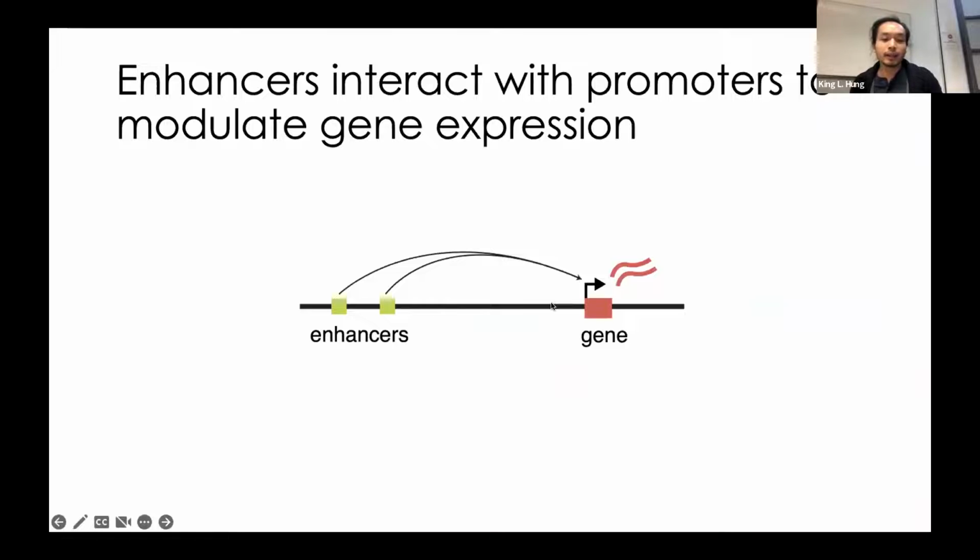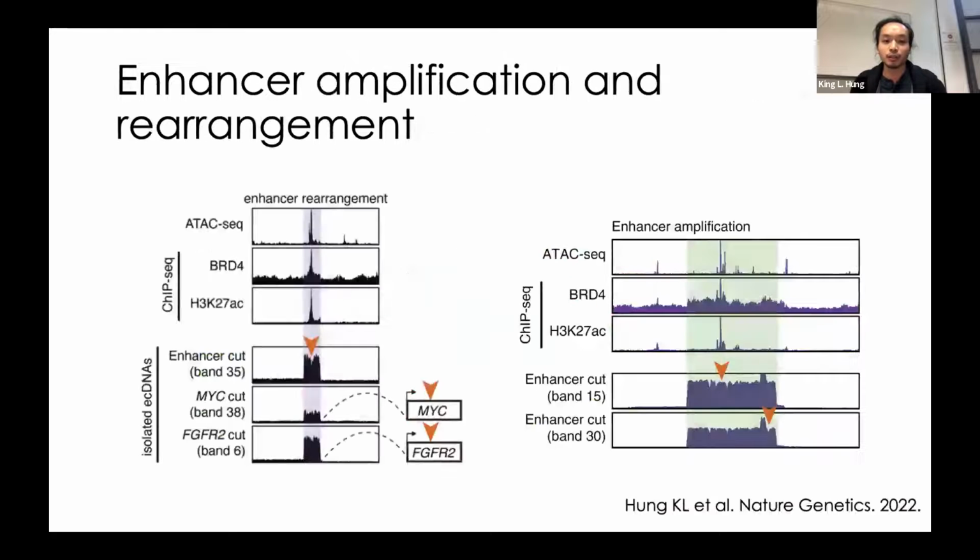So we can look at the oncogenes that are present on different ecDNA species, but we can also look at non-coding regulatory elements like enhancers. And we're interested in enhancers because they're known to interact with gene promoters to modulate gene expression. So we wanted to look at how these enhancers are arranged in relation to oncogenes. And so here are two different examples that we think are pretty interesting.